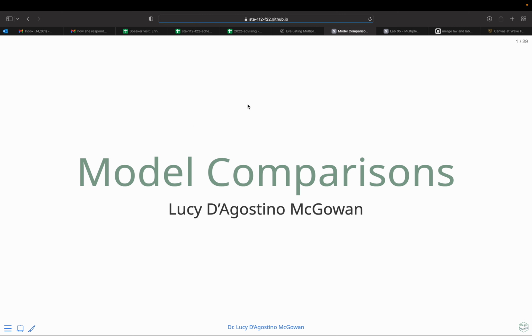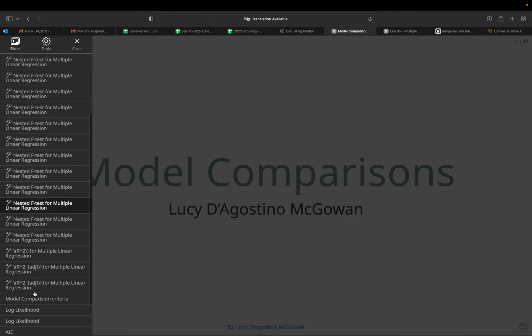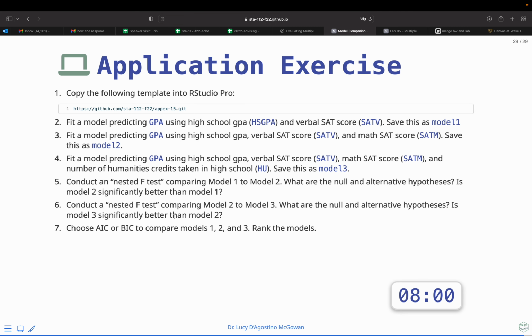All right, so picking up where we left off for the model comparisons, we left off at starting this application exercise. And so if you want to go ahead and find this, you can pull this into RStudio Pro by copying this link from GitHub to get the template files. For this, we're going to be fitting a model to predict college GPA in the first year of students using their high school GPA and some other variables.